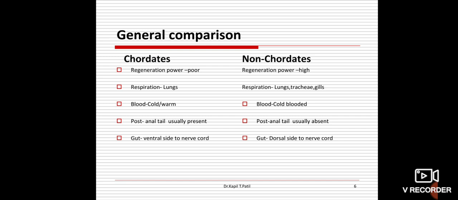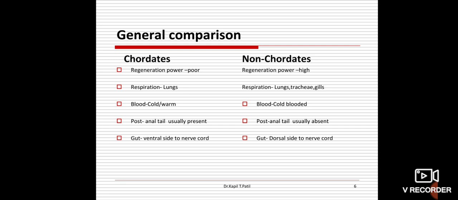And respiration. Generally, all chordates respire through the lungs and other kinds of organs. And in non-chordates, respiration is through a trachea or through gills. Then in chordates, blood: generally all chordates are warm blooded, some are cold blooded, but non-chordates are all cold blooded animals.